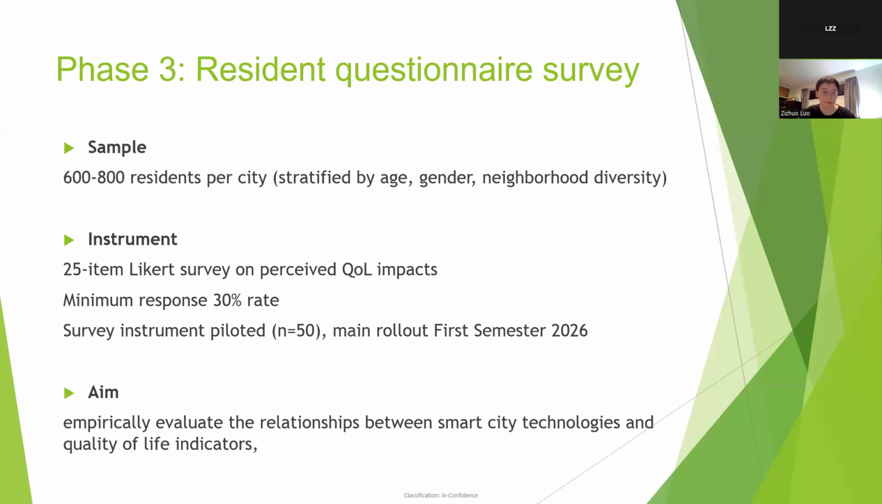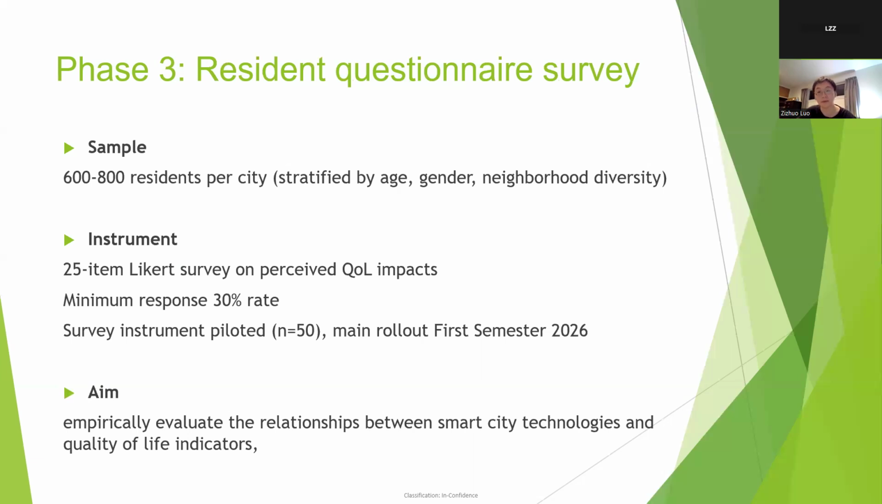Phase 3 is based on the previous research. To test my theoretical model, I will develop a questionnaire based on a verified happiness scale, such as the WHO-5 well-being scale. A 25-item Likert questionnaire will be conducted on a representative sample of 600 to 800 residents in each city. Meanwhile, I will assume a minimal response rate of 30%.